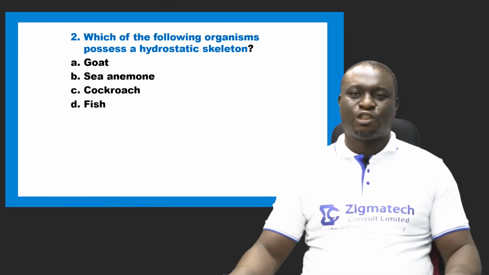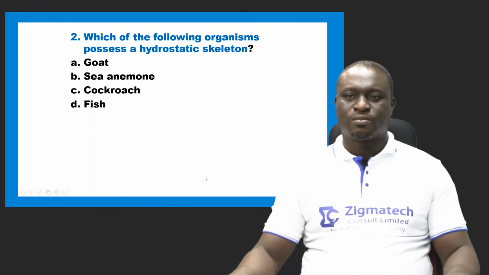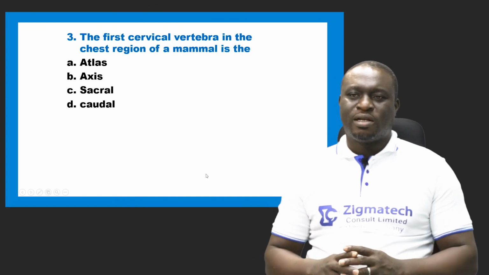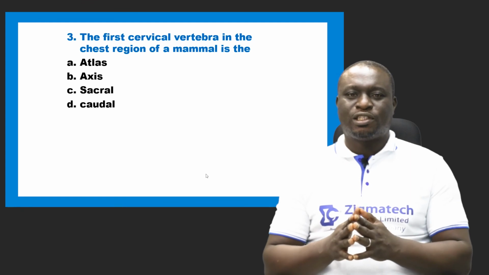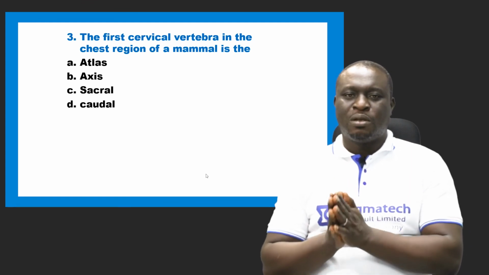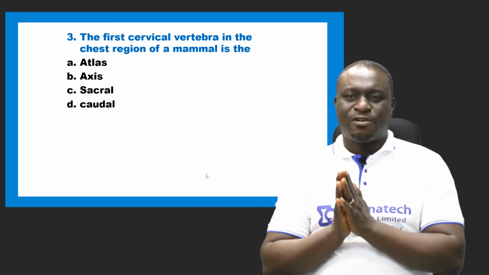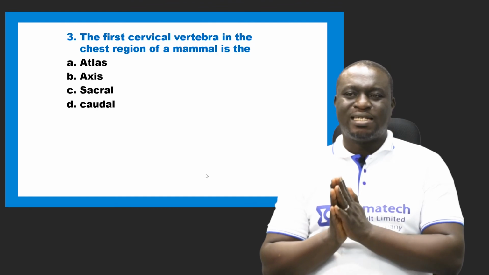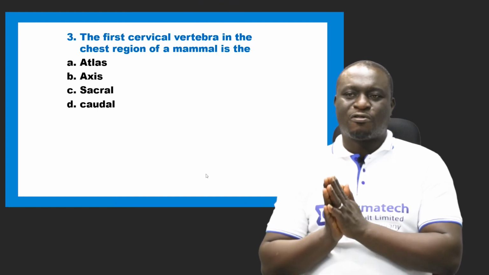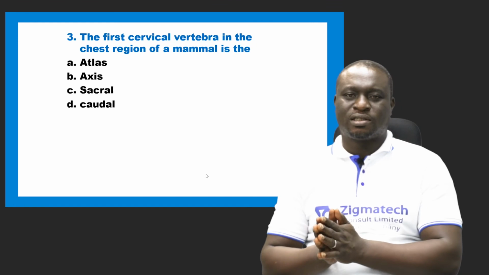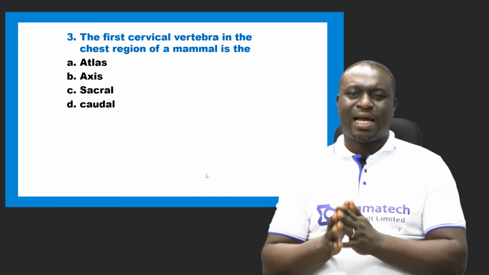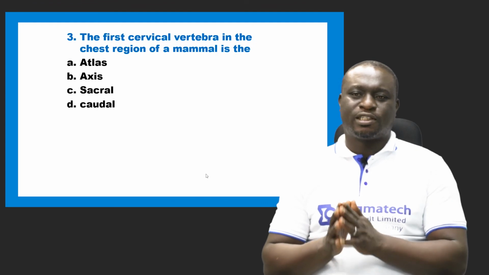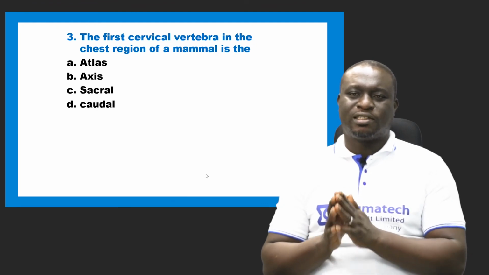Now, finally, question 3. The first cervical vertebra, please take note, it is not chest region, but neck region. The first cervical vertebra in the neck region of a mammal is, option A is atlas, option B is axis, option C is sacral, option D is caudal.